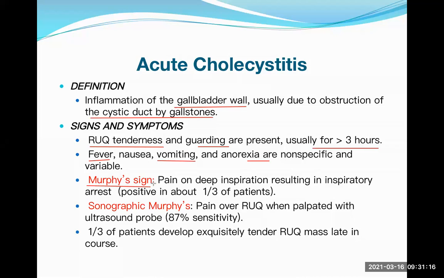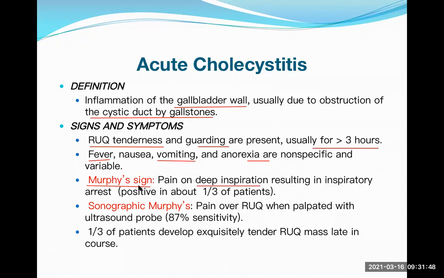Now, listen properly how to elicit Murphy's sign. We ask the patient to lie comfortably on the bed. That's the first thing. Second, we palpate for the fundus of the gallbladder, which is present near the tip of 9th costal cartilage on the right side. Tip of 9th costal cartilage on the right side. So what we do then? Ask the patient to take deep inspiration, or deep breathing.